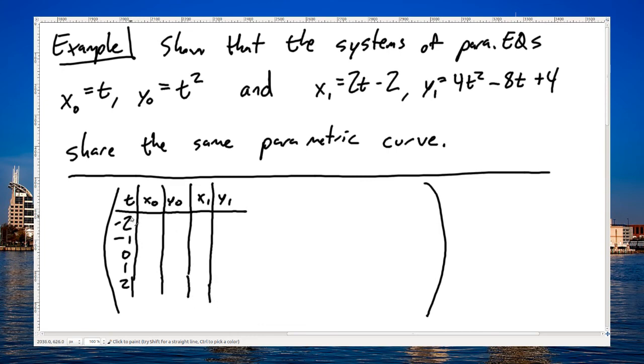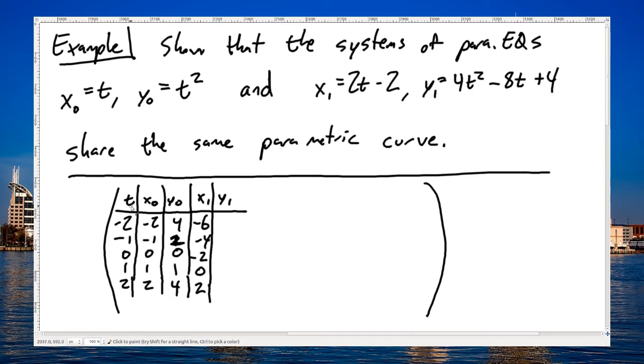If I plug -2 into x, well, x naught is equal to t, so I'm just going to get the same numbers. If I plug into y, I'm going to get 4, -1 squared is +1, 0, 1 squared, 2 squared. Over here at x1, I'm going to plug in -2. I'll get 2 times -2 is -4, minus 2 is -6. Plug in -1, it's going to be -2 minus 2 is -4. Plug in 0, -2, and then 0, and then 2.